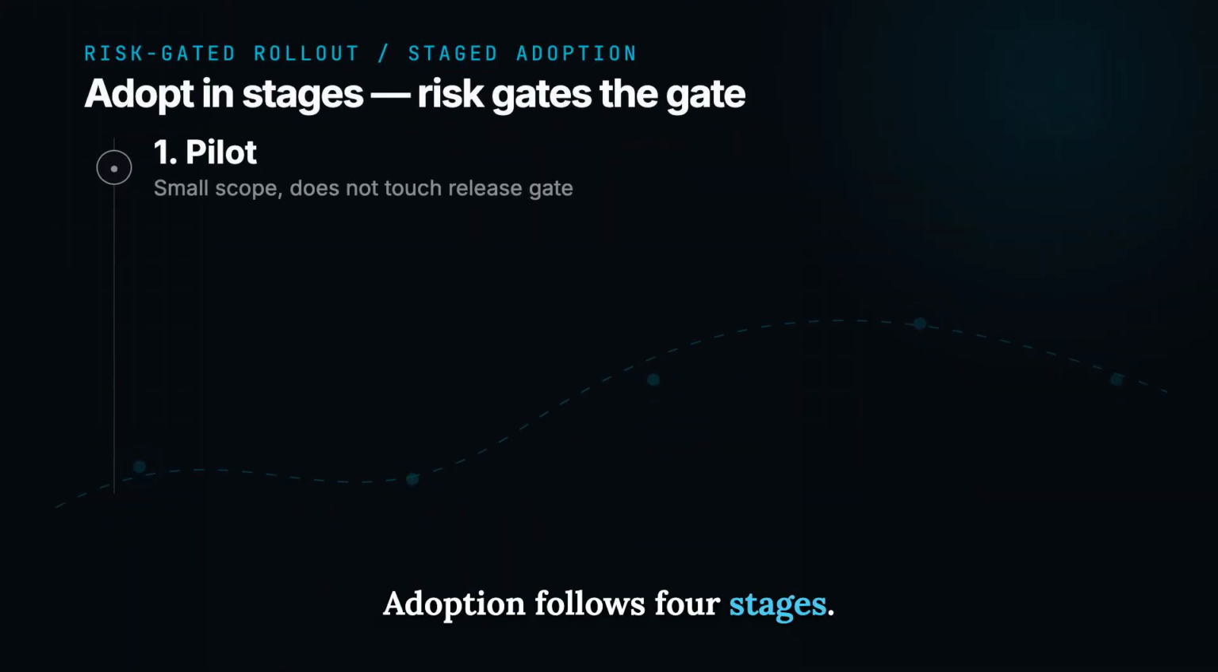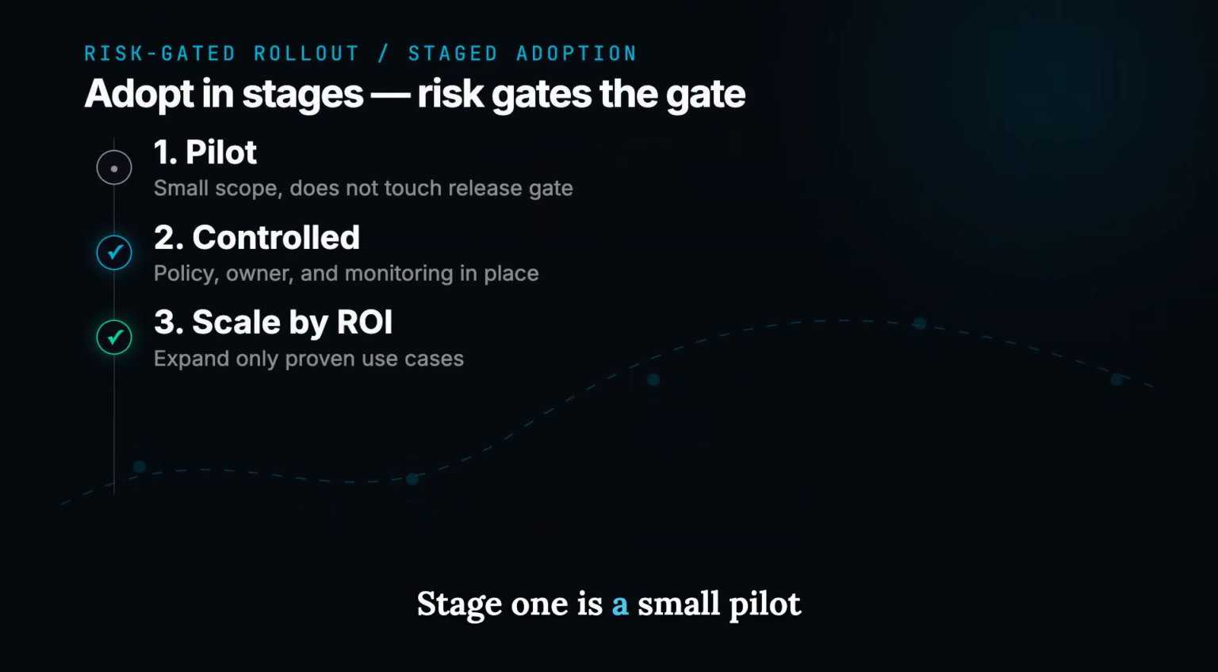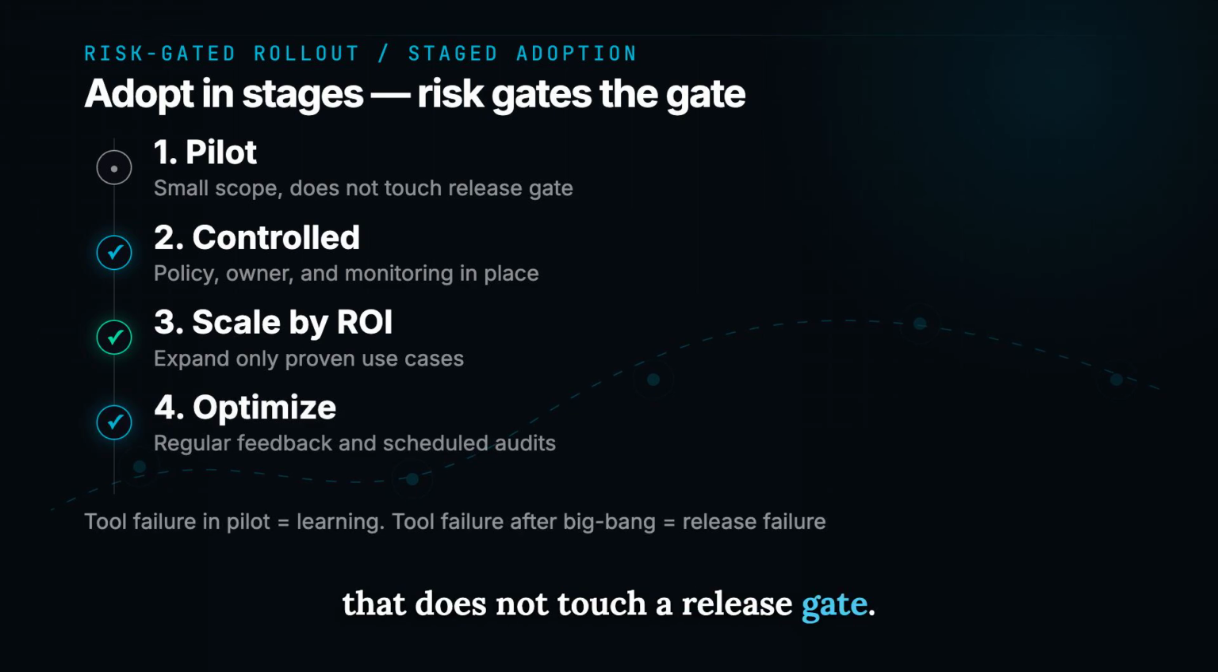Adoption follows 4 stages. Stage 1 is a small pilot that does not touch a release gate. Stage 2 is controlled adoption with a clear policy, an identified owner, and ongoing monitoring. Stage 3 scales only to use cases with proven ROI. Stage 4 optimizes through regular feedback and scheduled audits. The principle is that risk grows with blast radius. A tool failure during a pilot is a learning opportunity. A tool failure after a big bang rollout is a release failure.